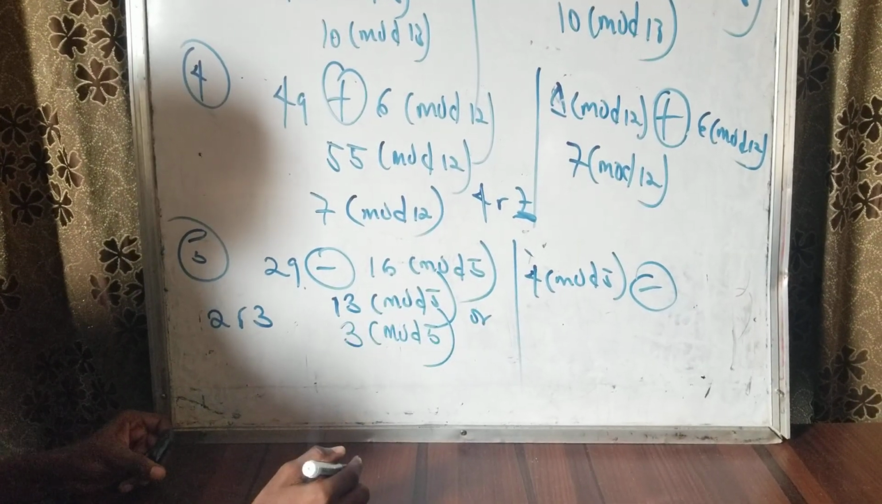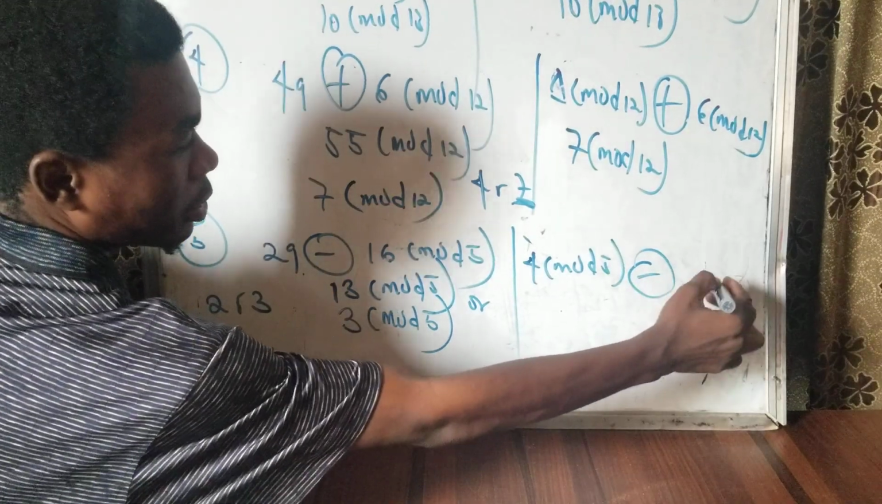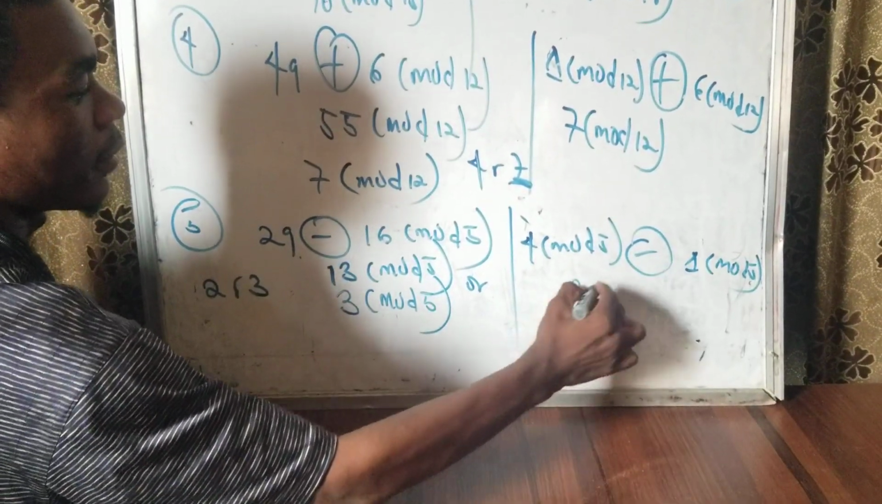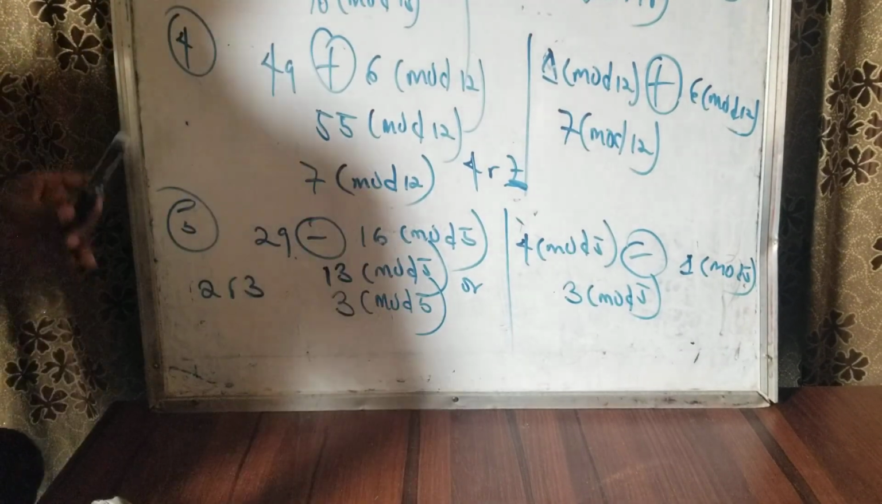16 divided by 5, that's 3, remainder 1, that's 1 mod 5. So 4 minus 1, what are we going to have? We'll be having 3 mod 5. Then we get that. So that's for question 5.